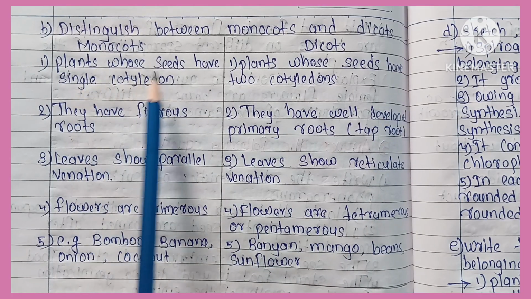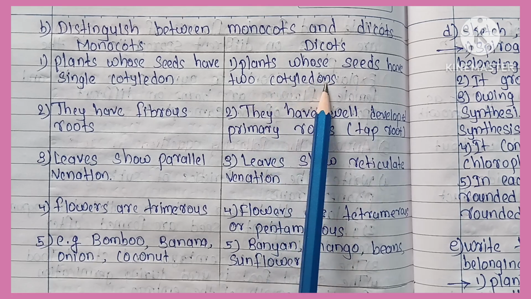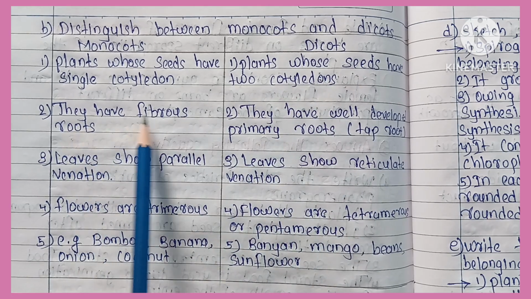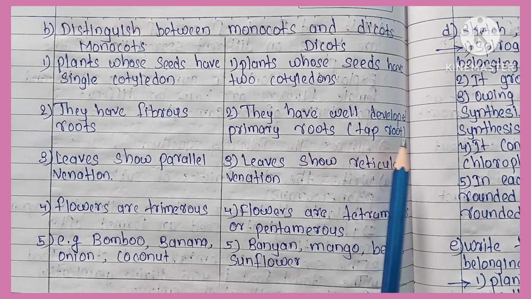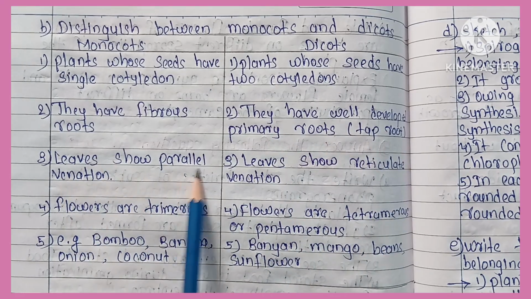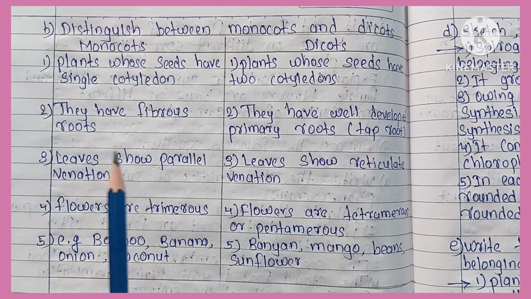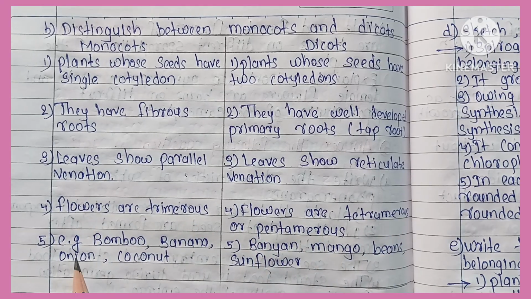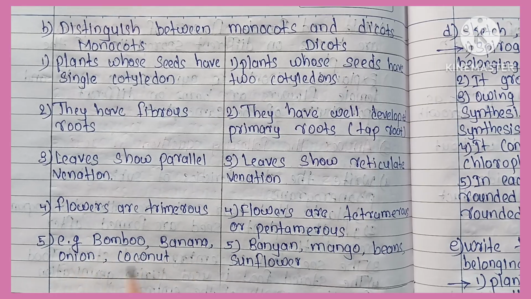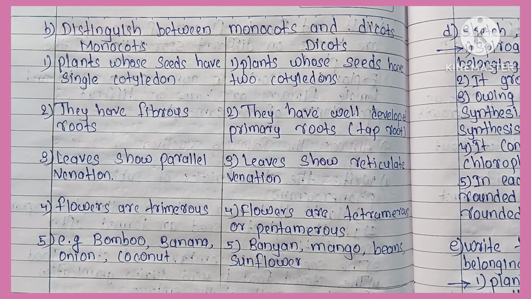Next question, distinguish between monocots and dicots. Monocots, plants whose seeds have single cotyledons. Dicots, plants whose seeds have two cotyledons. Monocots, they have fibrous roots. Dicots, they have well-developed primary roots, taproot. Monocots, leaves show parallel venation. Dicots, leaves show reticulate venation. Monocots, flowers are trimerous. Dicots, flowers are tetramerous or pentamerous. Monocots example bamboo, banana, onion, coconut. Dicots example banyan, mango, beans, sunflower.